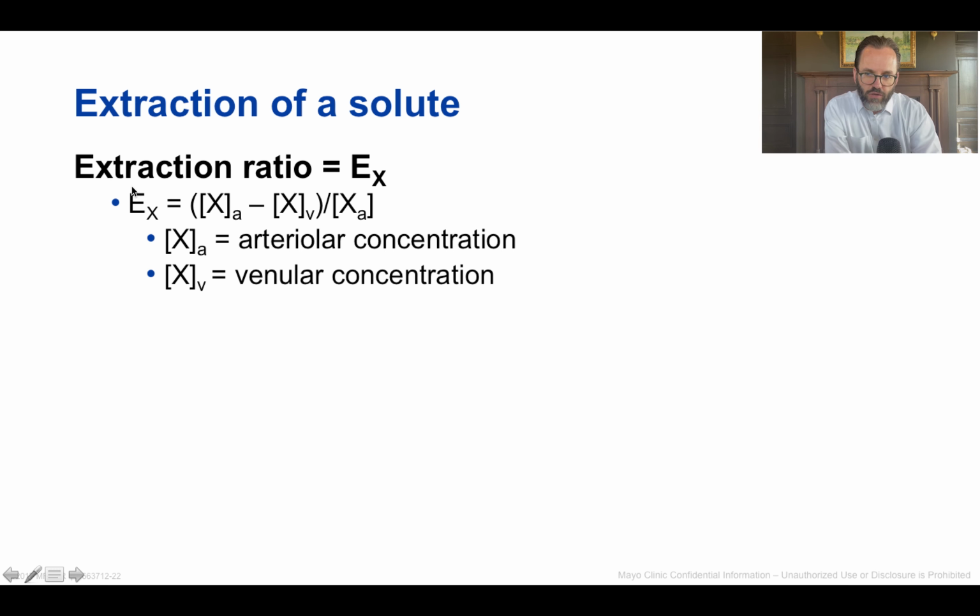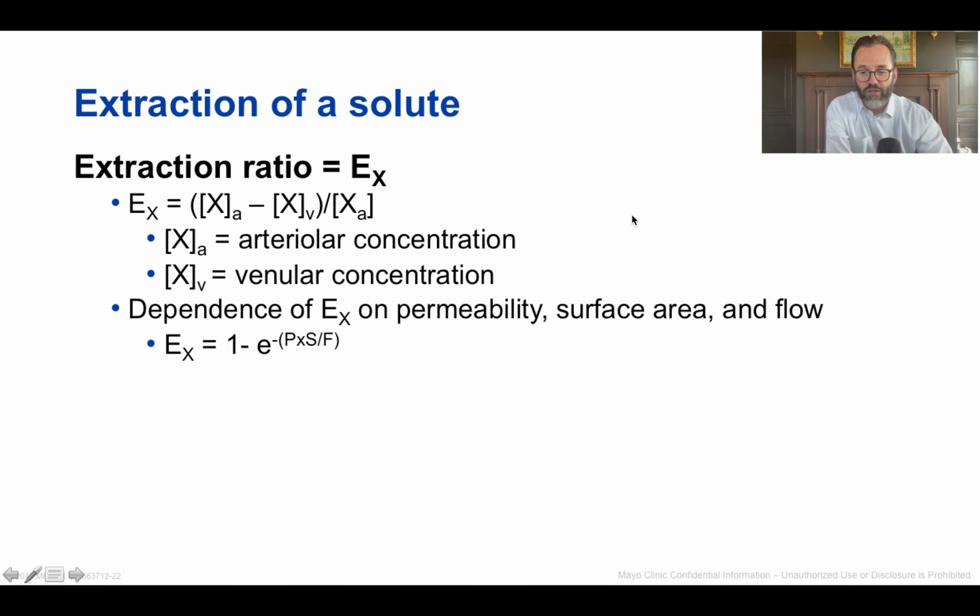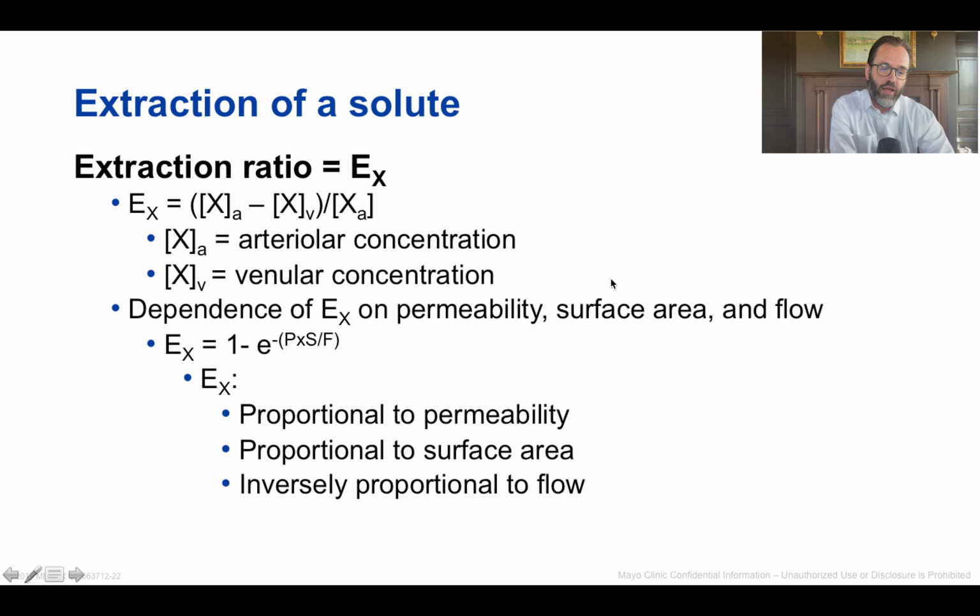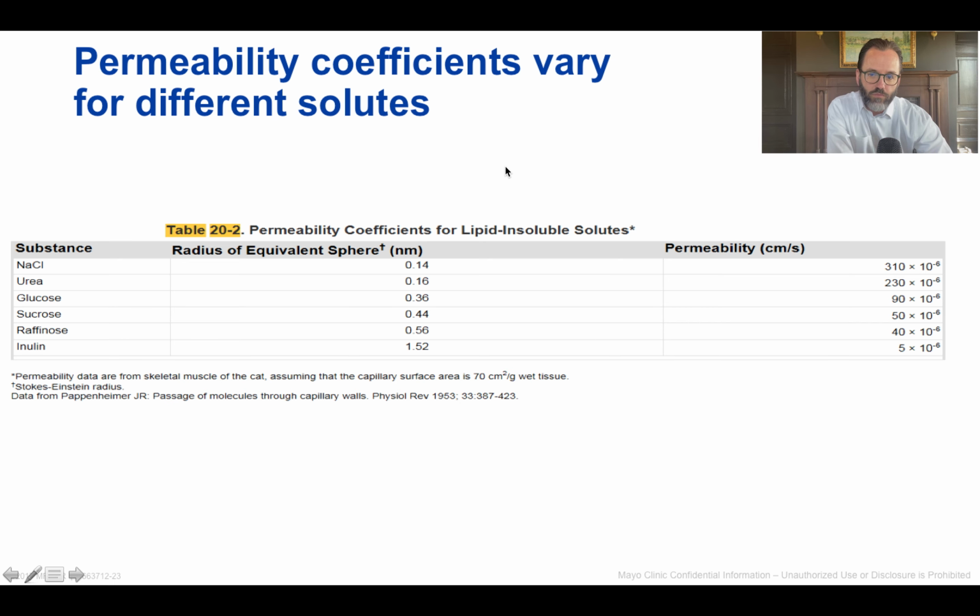For the extraction of a solute, we've got the extraction ratio, so that is very similar to the arteriovenous oxygen difference, except it's just expressed as a ratio now. And so you've got the arteriolar concentration minus the venular concentration divided by the arteriolar concentration. So essentially identical to the arteriovenous oxygen difference, but only expressed as a fraction now. Of course, there's a dependence of this extraction ratio on permeability, surface area, and flow, and the extraction ratio will be proportional to permeability, proportional to surface area, and inversely proportional to flow.